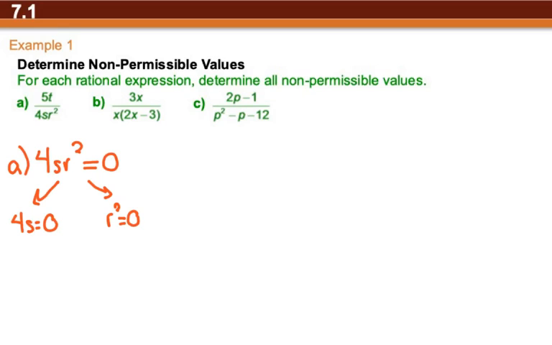So on the left we have 4s equals 0, divide both sides by 4, and we get that s equals 0 is one non-permissible value. Likewise, on r squared equals 0, we'll have to square root both sides, and we end up with r equals 0 being a non-permissible value.